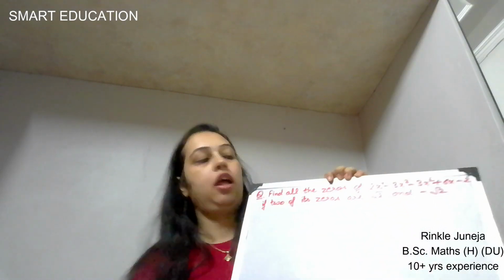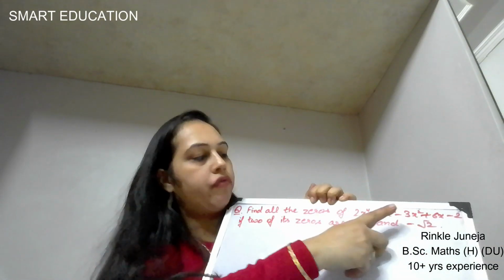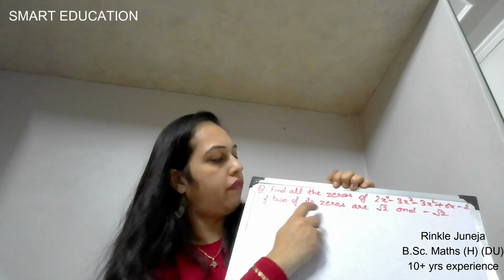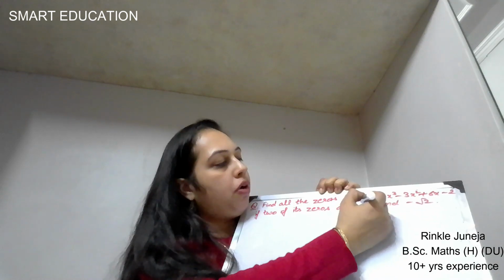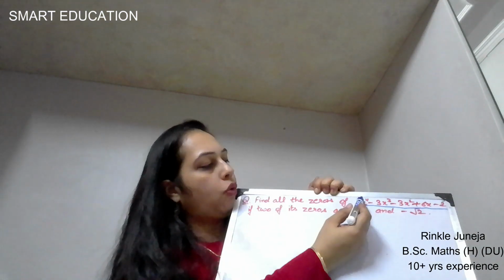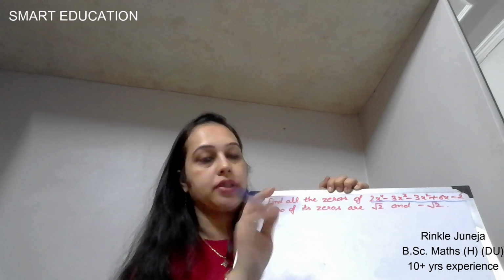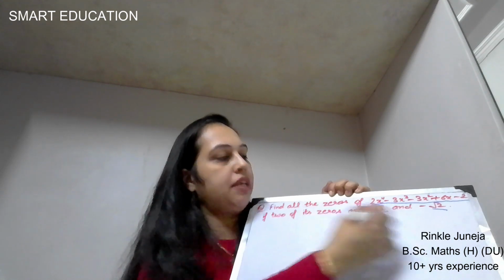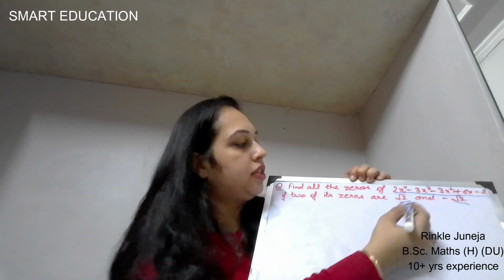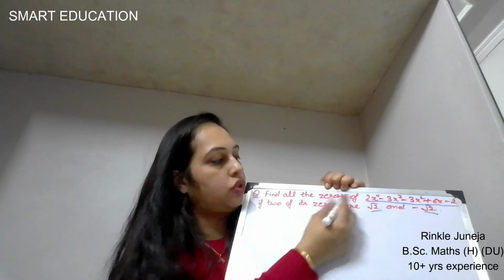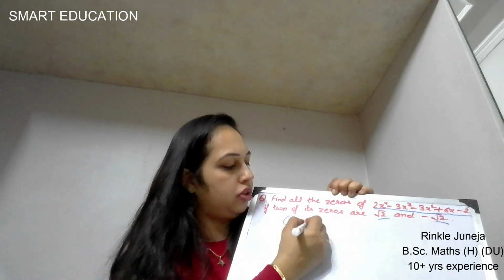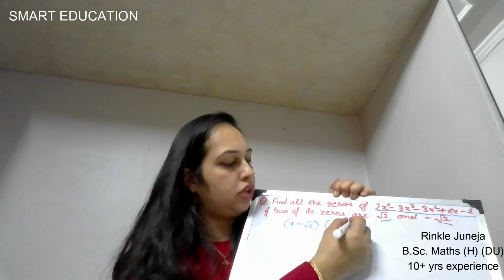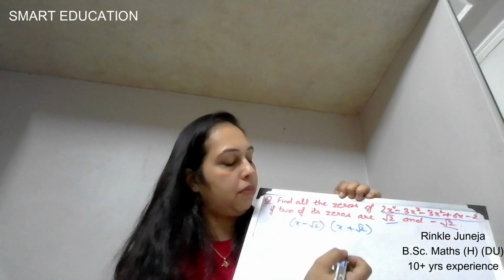Now, another interesting question related to the same topic. We need to find all the zeros of this polynomial if two of the zeros are root 2 and minus root 2. As we see, the degree of the polynomial is 4, so it will have 4 zeros. Two of them are given to us and we need to find the rest too. Since root 2 and minus root 2 are the zeros of this polynomial, that means x minus root 2 and x plus root 2 are factors of this polynomial.